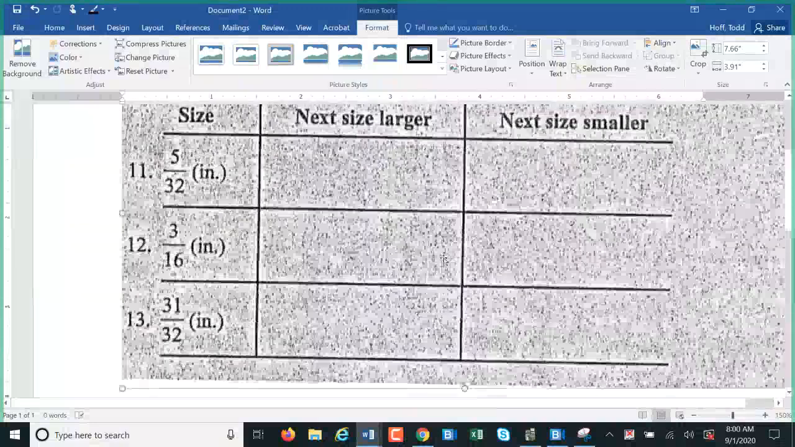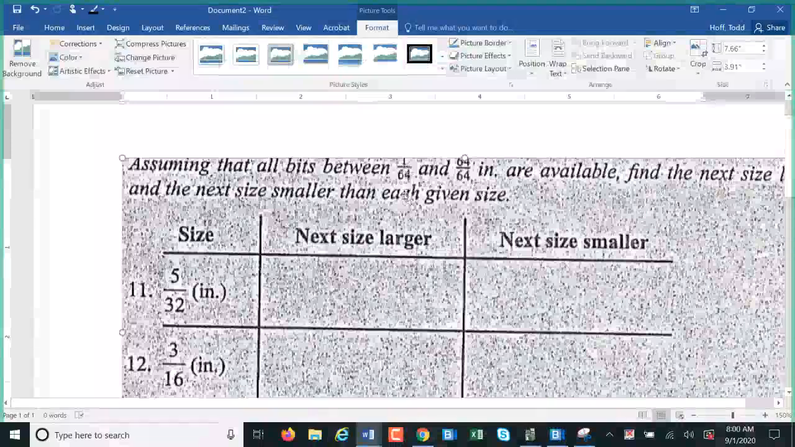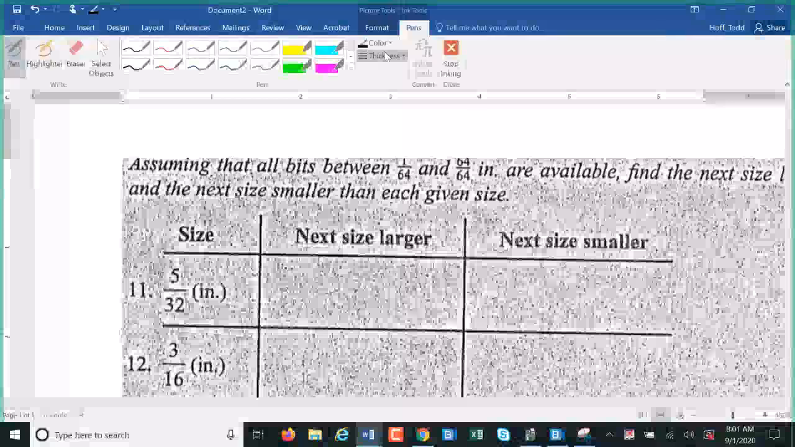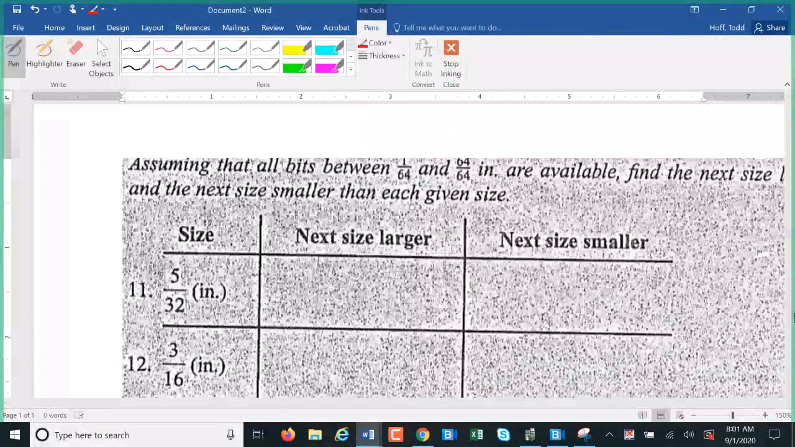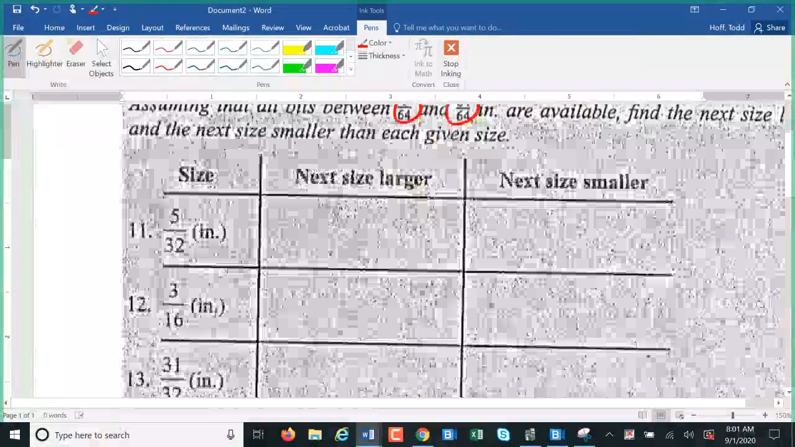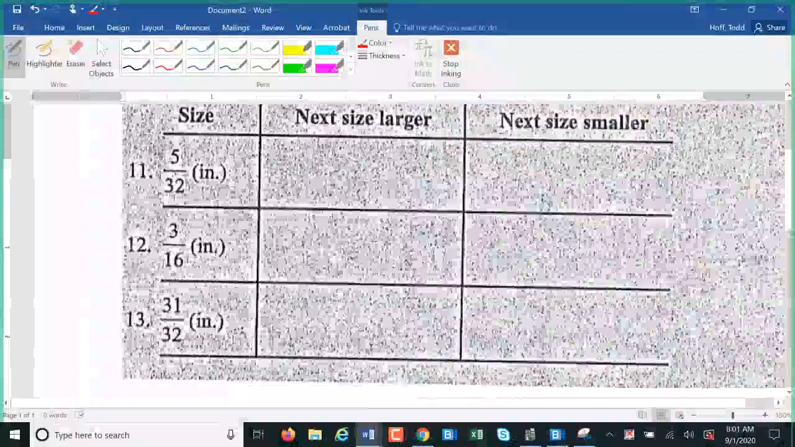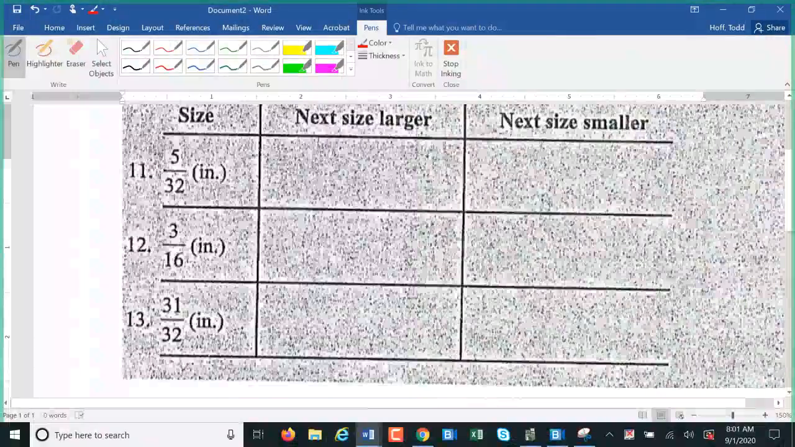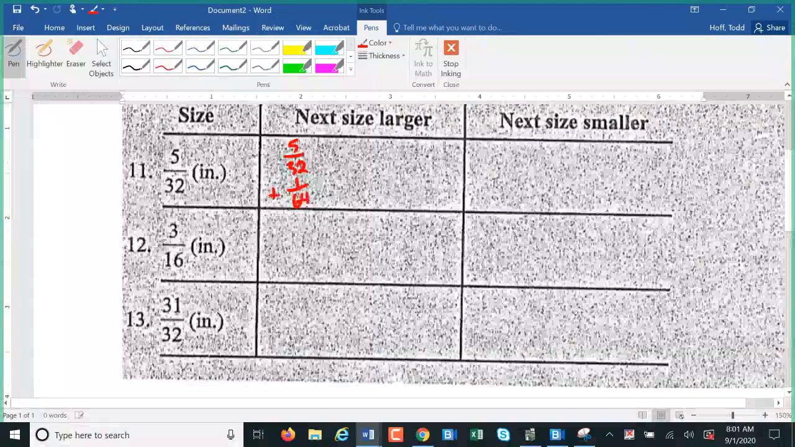Okay, so we're assuming that we have tools that go to the 64th of an inch, so that we have everything from 1/64th up to 64/64. So if we have a tool that is 5/32 of an inch, the next size larger is 5/32 plus a 64th.